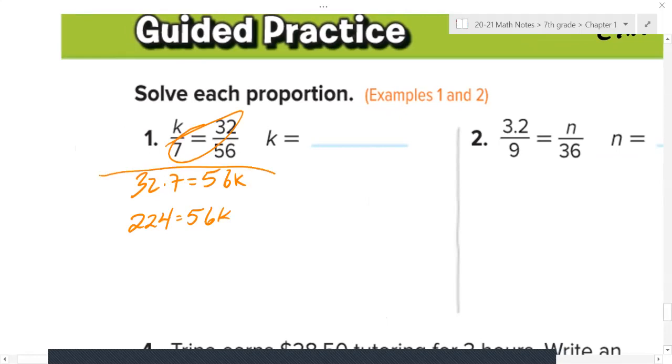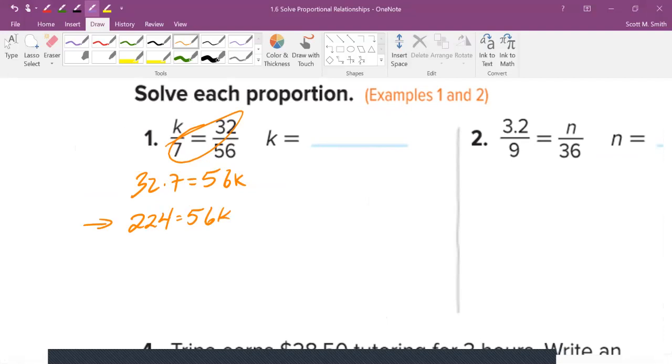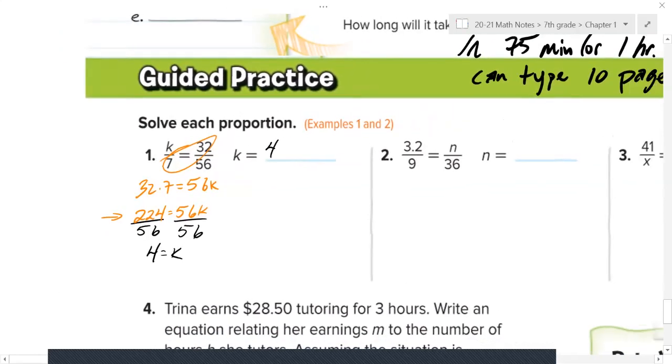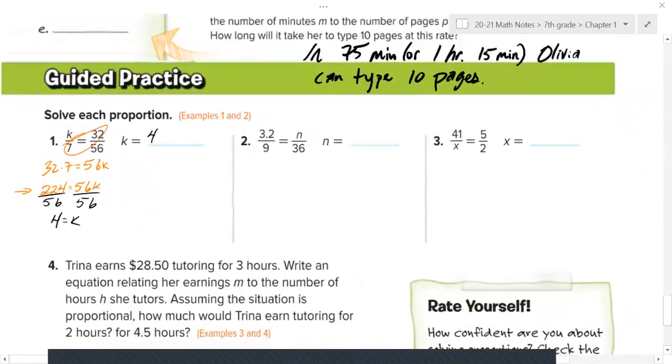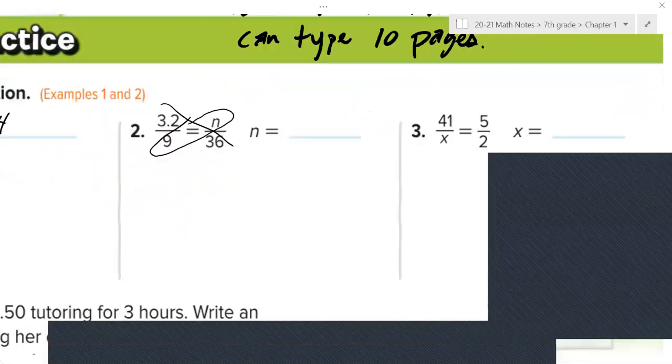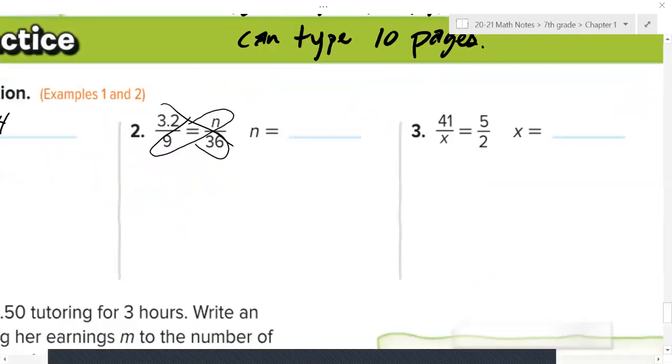Now, you would not necessarily have to write this out when you're doing it yourself. You probably are just going to jump to this step right here, since you're using calculators and all. Now I need to solve for K. I need to divide both sides by 56. So I get 4 equals K, which is the same thing as K equals 4. I would like you all to take a couple of minutes to do number 2 and number 3. Cross products of these two.